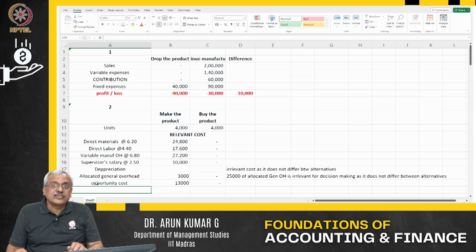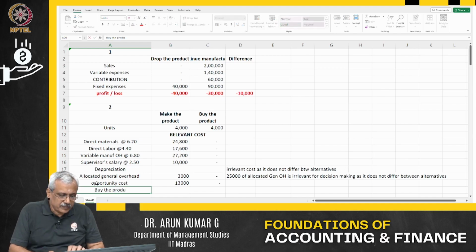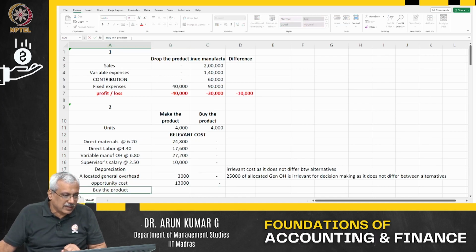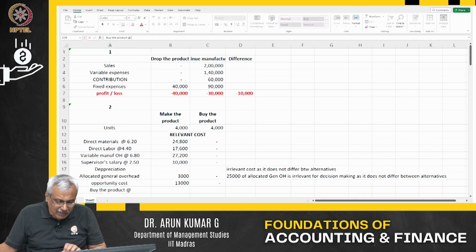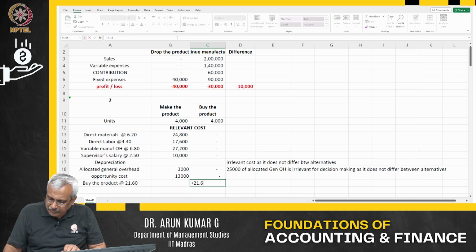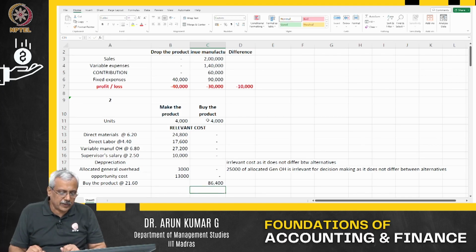Then, what happens if I buy the product? What is the cost? I am looking at the purchase price of the product, because I am looking at cost here, I am not taking that. My buying of the product is about 21.60. So, if I buy, what is my cost? 21.60 into the 4,000 units. This is the cost I will incur if I purchase this particular product.